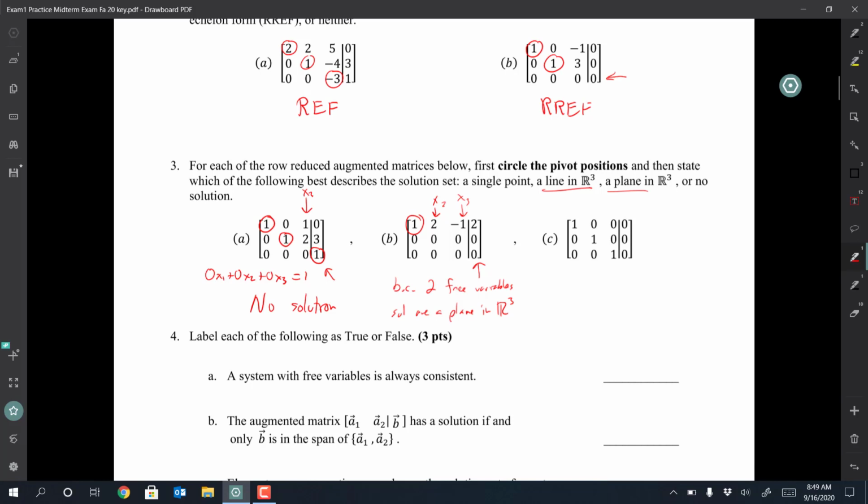Moving on to the next one, I have a pivot here, I have a pivot here, I have a pivot here. There is no pivot in the far right column, no pivot over here, so there are solutions, but there are also no free variables. So no free variables.